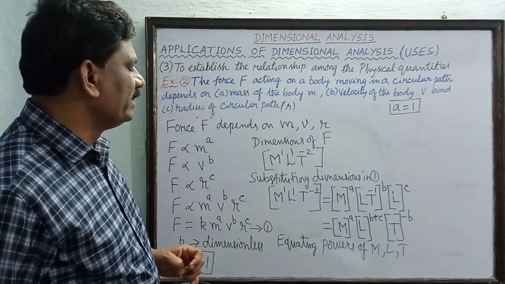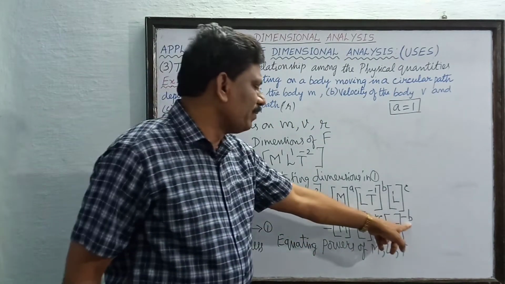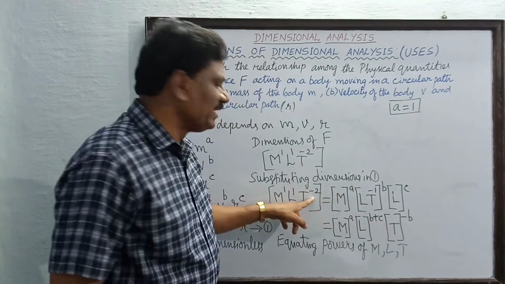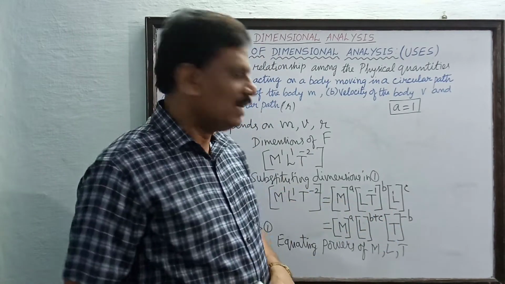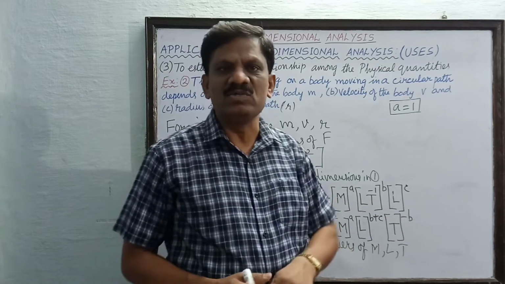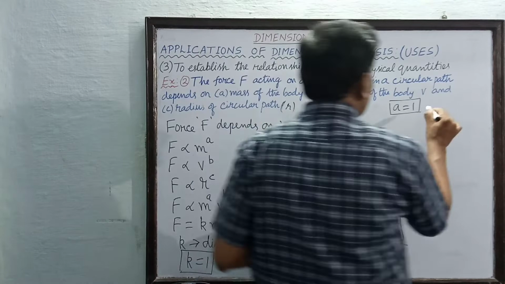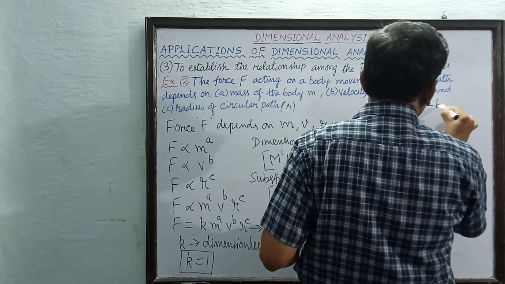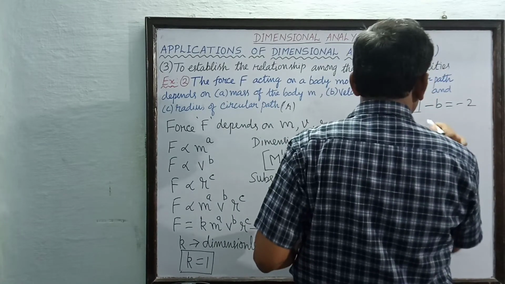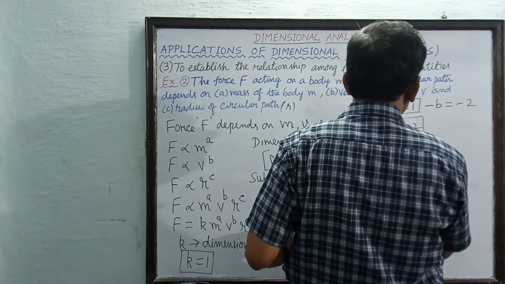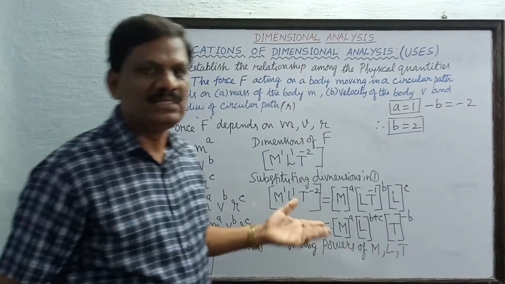After that, you see here, t power minus b is equal to t power minus 2. Or minus b is equal to minus 2, which means b is equal to 2. So I will write minus b is equal to minus 2, therefore b is equal to 2. So this also we have got.